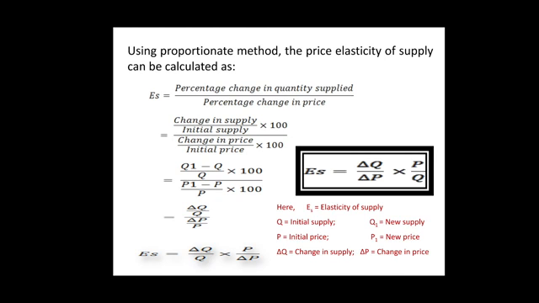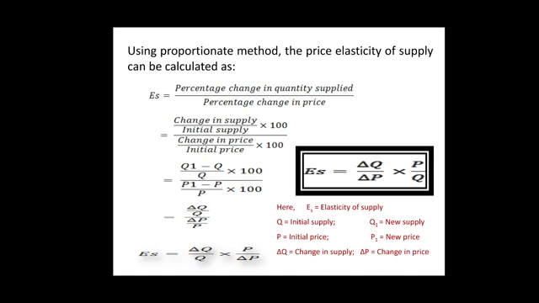It can be written as Q1 minus Q. We will write it as del Q. Del here signifies change. So Q1 minus Q is written as del Q divided by initial supply, which is Q, whole divided by P1 minus P, that is change in price, which is being written as del P. Del here signifies change divided by P, and 100 gets cancelled. So elasticity of supply is equal to del Q divided by Q whole divided by del P divided by P.